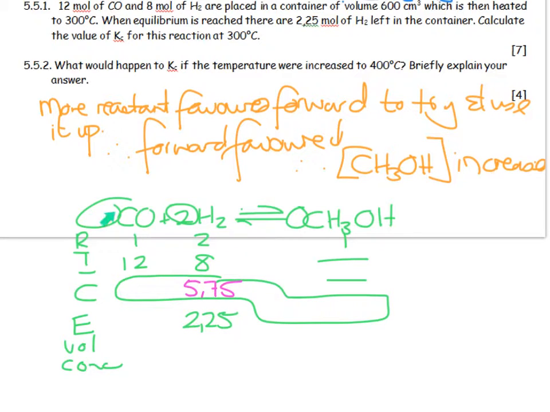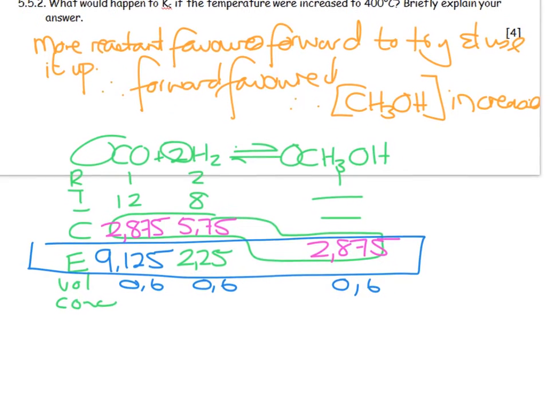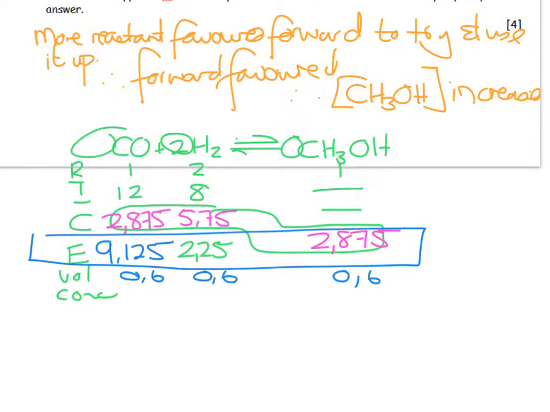The mole ratio is 1:2:1, so I am going to say 2:1:1, and therefore I halve 5,25 and I get 2,875. Now I take the 12 and subtract 2,875, and I land up with 9,125. I now have a number of moles at equilibrium of everything. The volume of the container I was told was 600 centimeters cubed, which I need to convert into decimeters cubed, and therefore that's 0,6, and I am now going to calculate these concentrations.